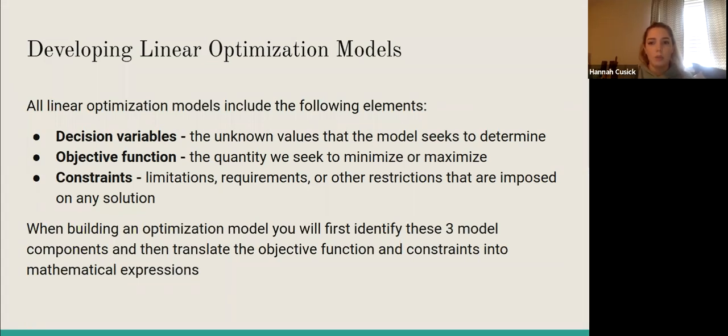When building optimization models, you'll first need to identify these three model components and then translate the objective function and the constraints into mathematical expressions. Typically, managers can describe the decisions they have to make, the performance measures they use to evaluate their decisions, and the limitations and requirements they face rather easily in plain language. After this point, it's the task of an analyst to take all this information and extract key elements to develop an optimization model.